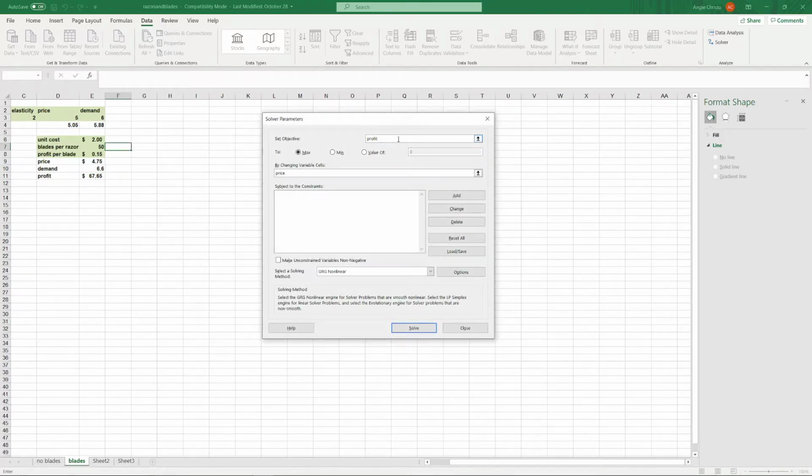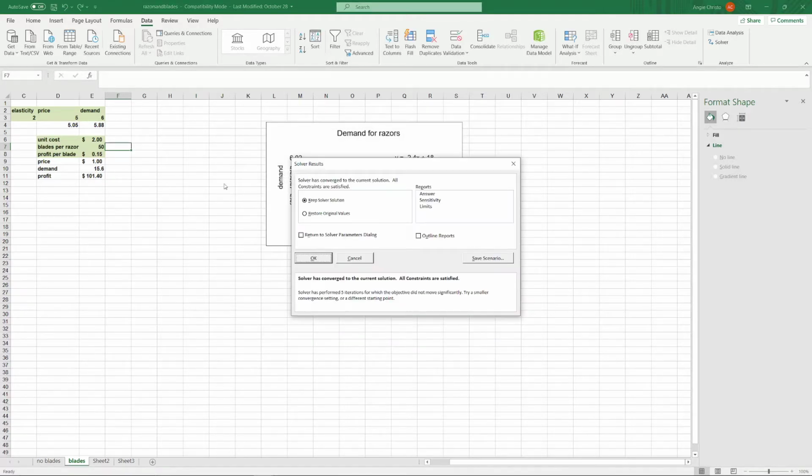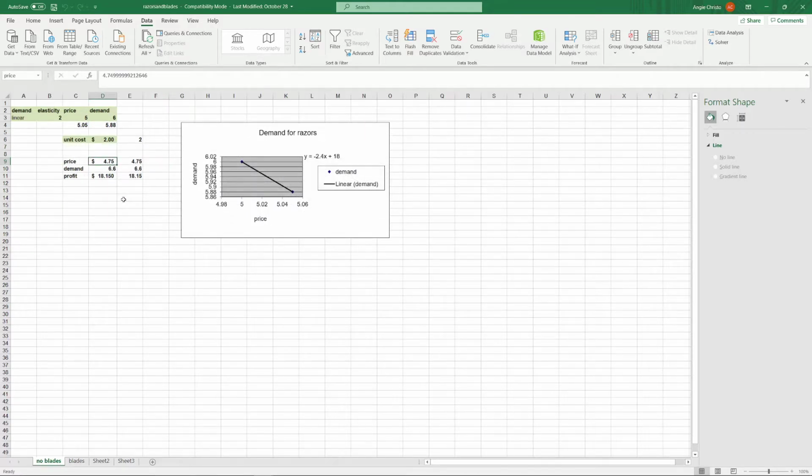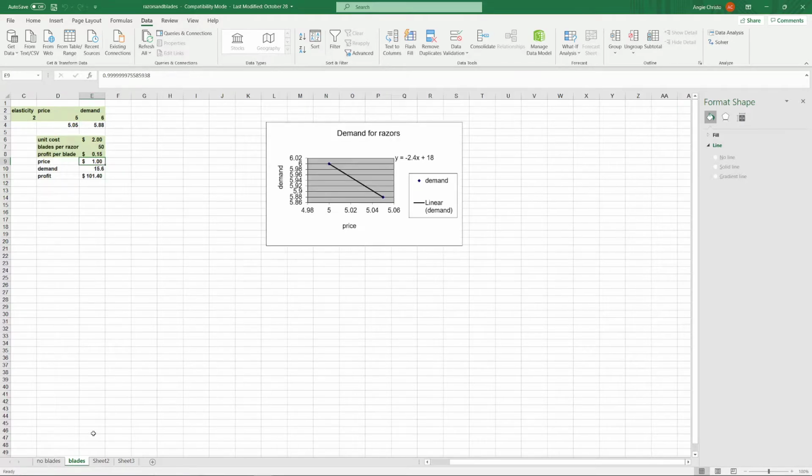Again, we are looking at maximizing this profit here by changing the price. Profit is maximized, right, by changing the price. Solve. And again, we get this little box here, the pop-up. Okay, keep the solution. The price is $1 here. Notice that. Here it said 475. Demand would be 6.6. Profit would be this, 18 million plus.